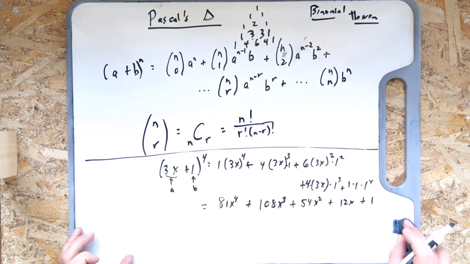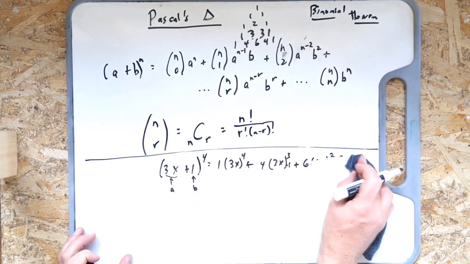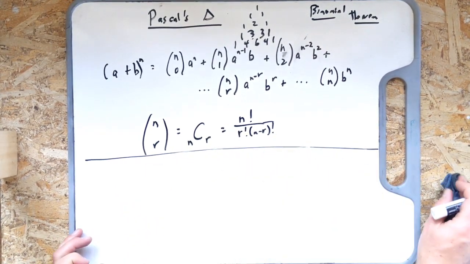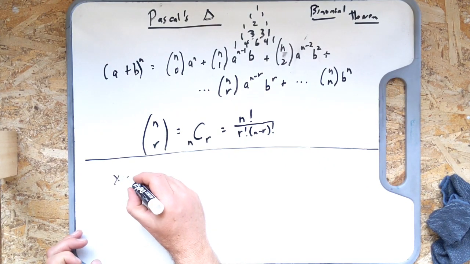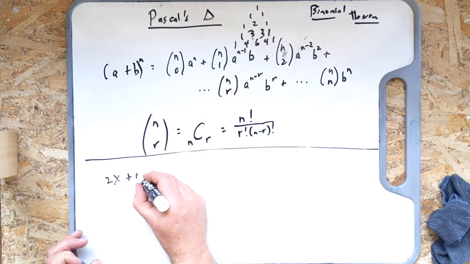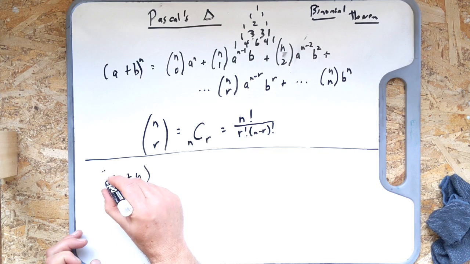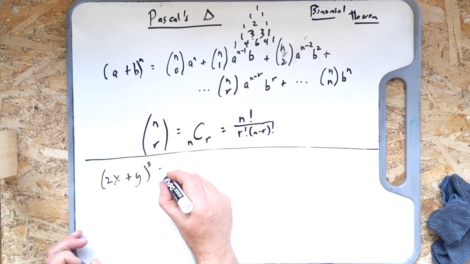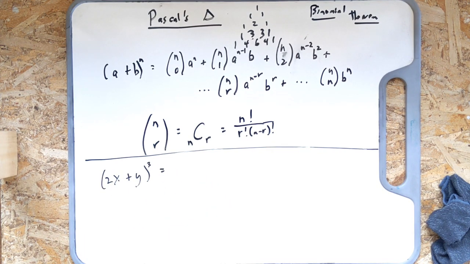Okay, let's try another one. Actually, I'm going to have you do one. So a relatively straightforward one. 2x plus y, and we'll cube it. Okay. Pause right there. Try it yourself.